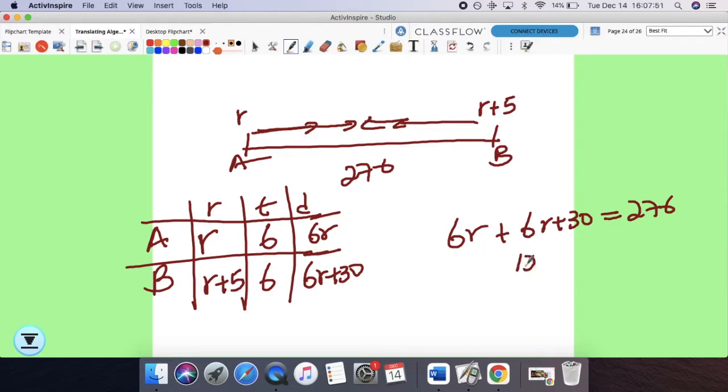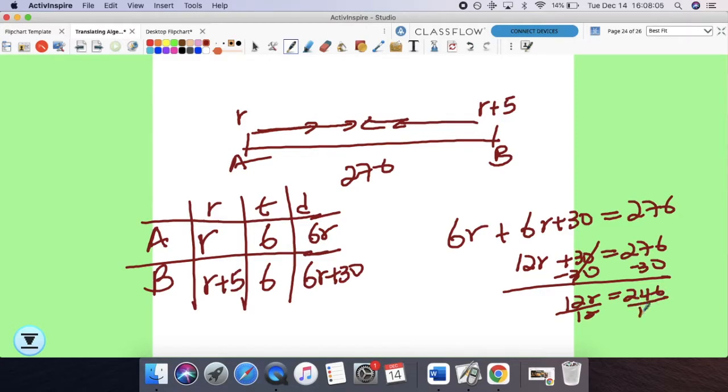6R and 6R can be combined. Now we have a two-step equation. Subtract 30 from both sides. That goes away. 12R equals 246. You're going to divide that by 12 and divide that by 12. So R is equal to 20.5.